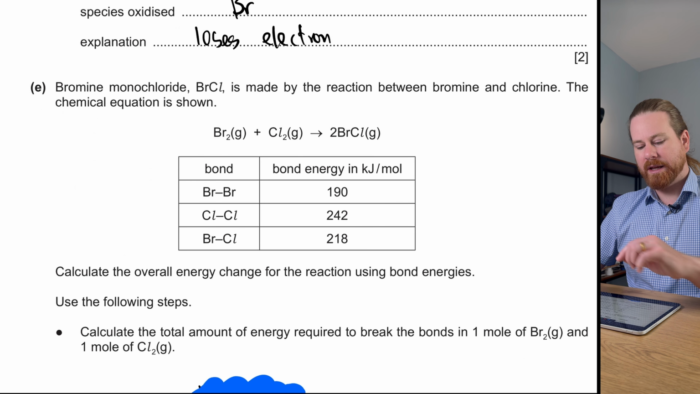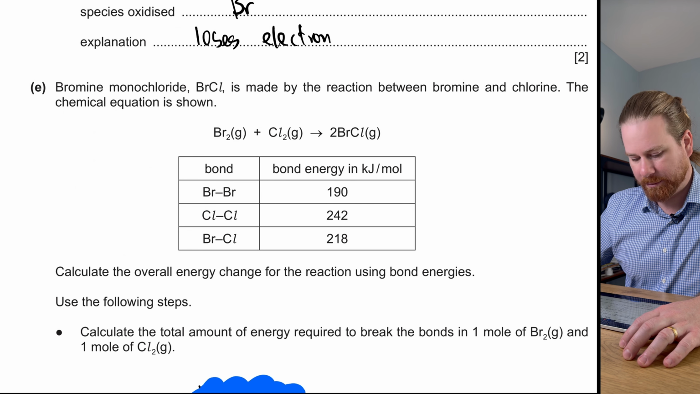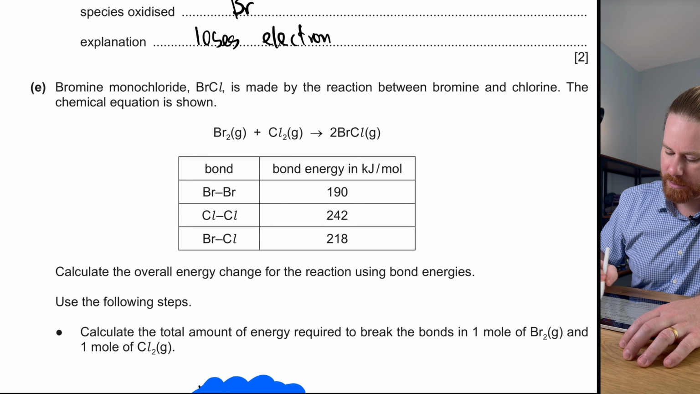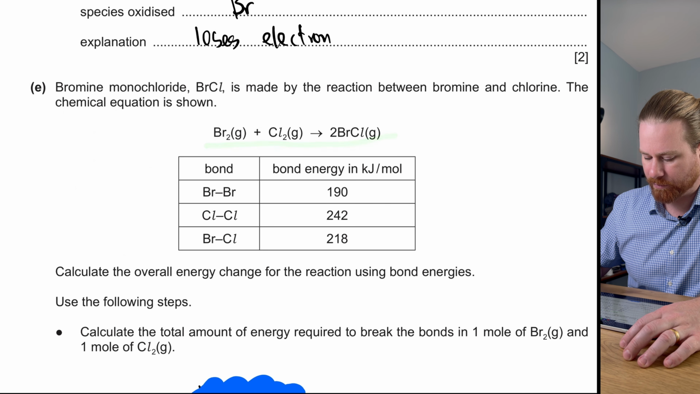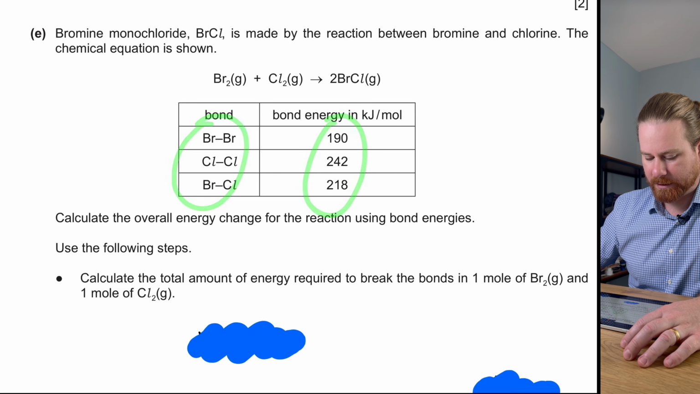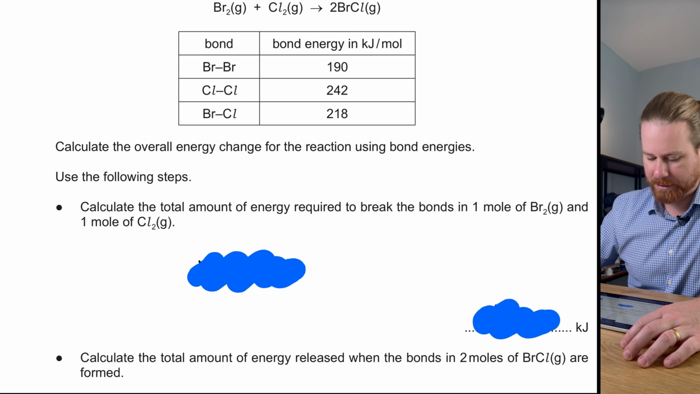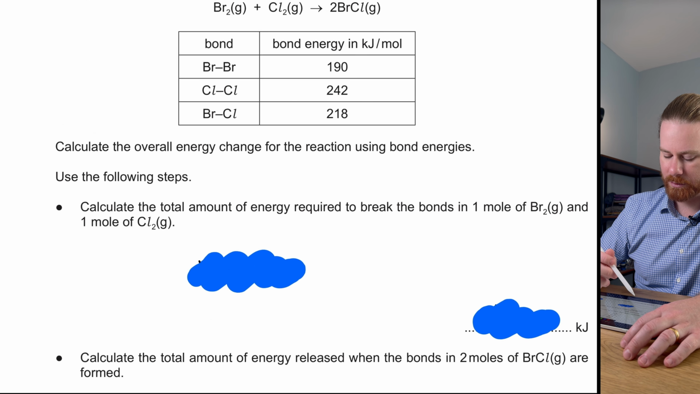Okay, bromine monochloride is made by the reaction between bromine and chlorine. And here is our equation. Okay, and we've got some bond enthalpies and the data. So we're probably going to have to do calculations here, so let's have a look at what we've got.